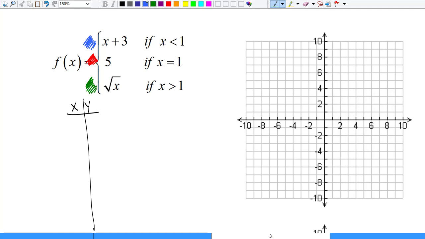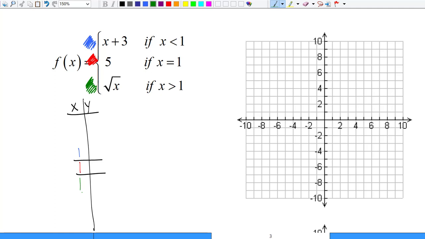So I'm going to look at the domains first. So on the domains that have less than 1, equal to 1, and greater than 1. Because I have 3 ones here, I'm going to have 3 sections, and I'm going to have 3 ones. I'm going to have a blue one in the first section, a red one in the second section, and a green one in the third section.